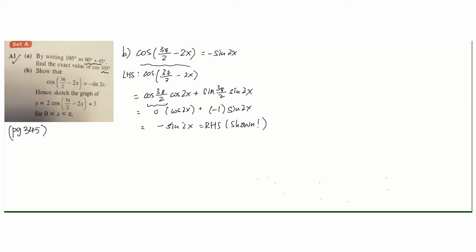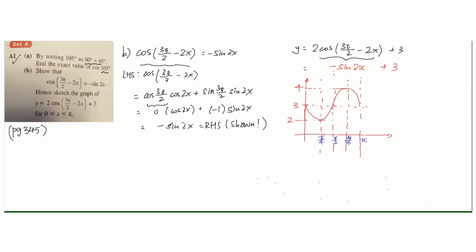Okay, so moving on to the second part, you're supposed to sketch this. y equals 2 cosine of 3 pi over 2 minus 2x plus 3. But what we have just shown is that this cosine expression is actually just equal to negative sine 2x. So this is the graph that I have to draw. At the end of the day, this is the trigo graph that you should get. Now notice that my sine graph is actually a reflection along the x-axis because of the negative sign.